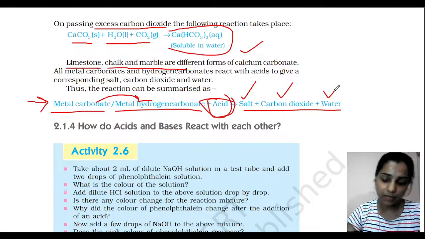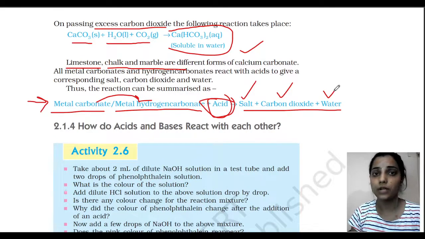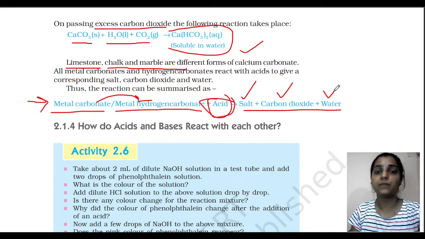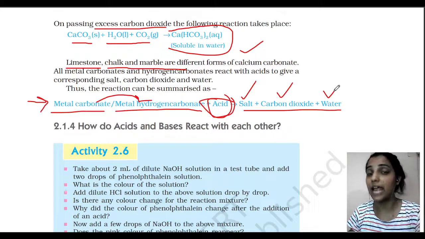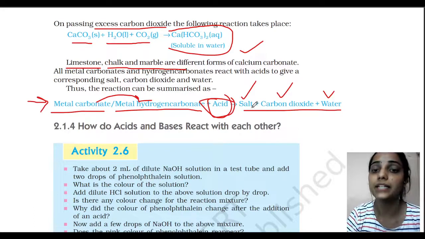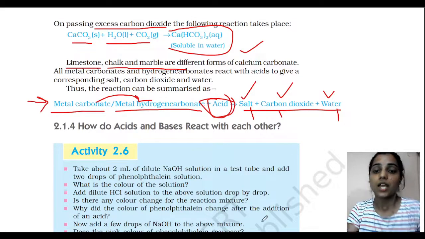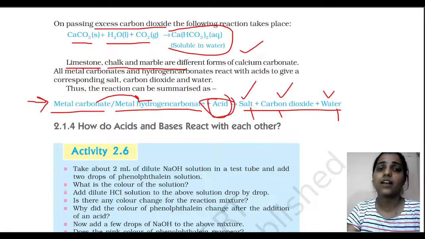You will ask, ma'am, when we reacted with metals we also got salt. Yes, we got salt, but the difference is that in the reaction of acid with metals, we get salt and hydrogen gas, but here we get three products: salt, carbon dioxide and water. So I hope this is clear.